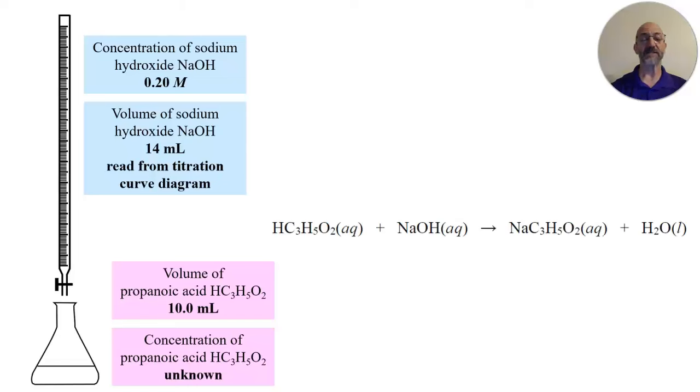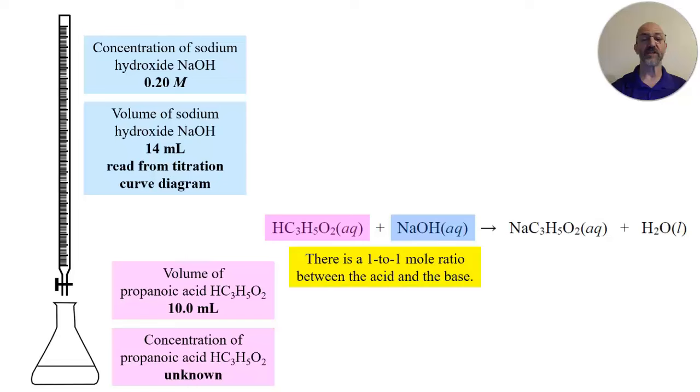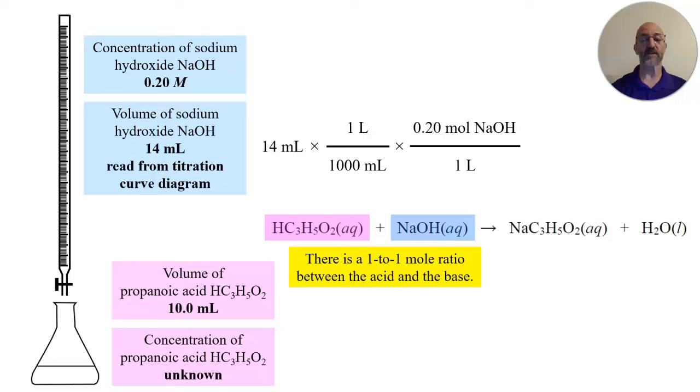Since I have a balanced chemical equation with the acid, HC3H5O2, and the base, sodium hydroxide, I can see that all the coefficients are 1. So there is a 1-to-1 mole ratio between the acid and the base. Since I know both the volume and the molarity of the sodium hydroxide, that's where I'm going to start my calculations. So I'll begin with volume. The volume is 14 milliliters. I will convert from milliliters to liters by dividing by 1,000. And then I will use the molarity, which is 0.20 moles of sodium hydroxide per liter.